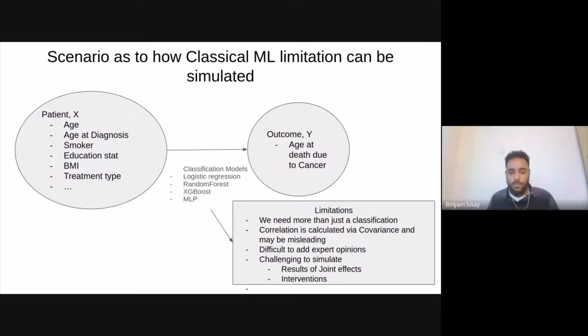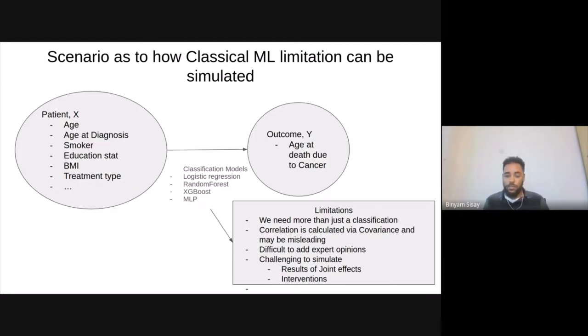So the limitation of this machine learning is that we do not need only a classification. Okay, I have these things, so this person will die or not. That's not the thing that most, especially the public institutes, want. What they want is how they can intervene and change the lives of lots of people by adding some kind of interventions.